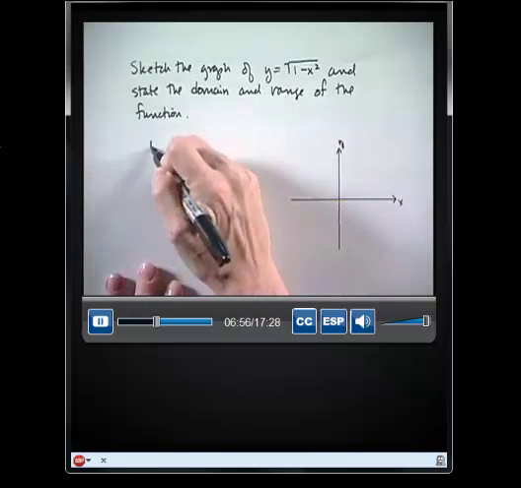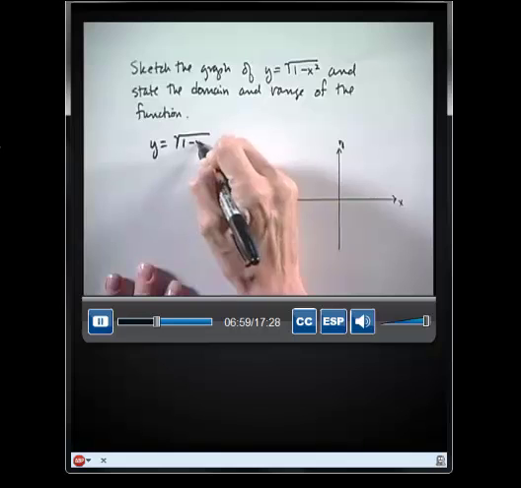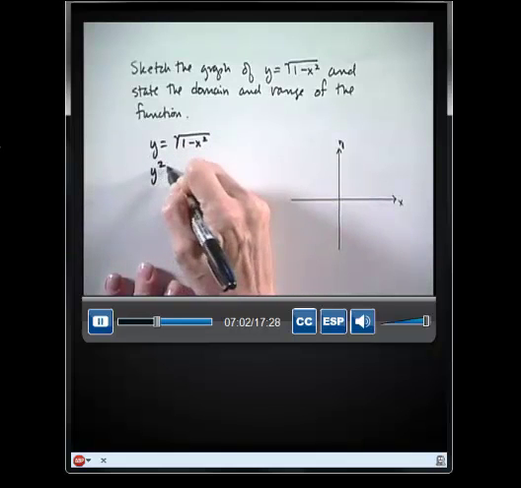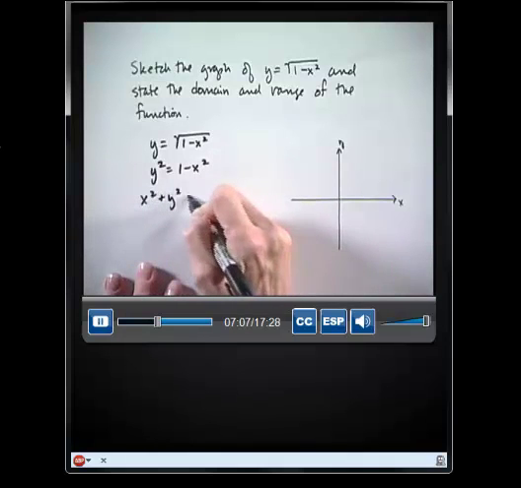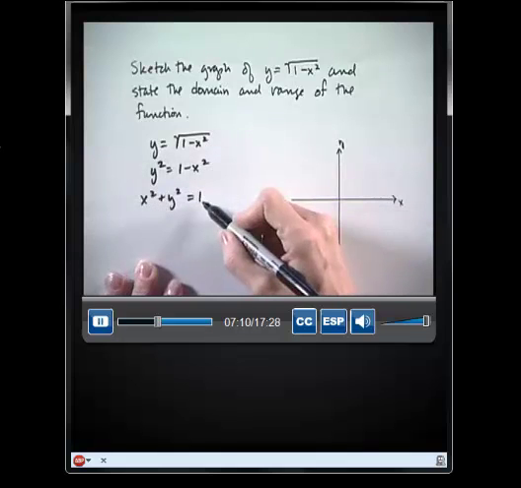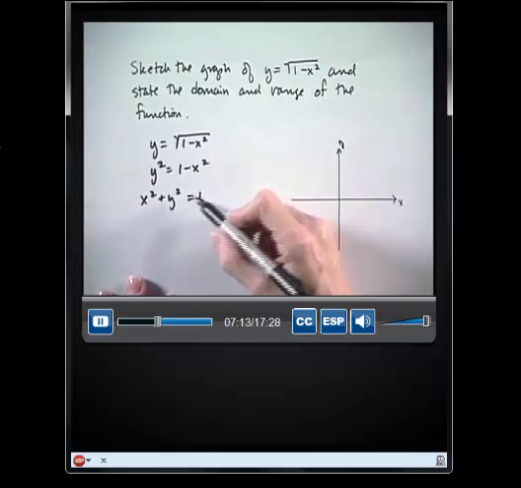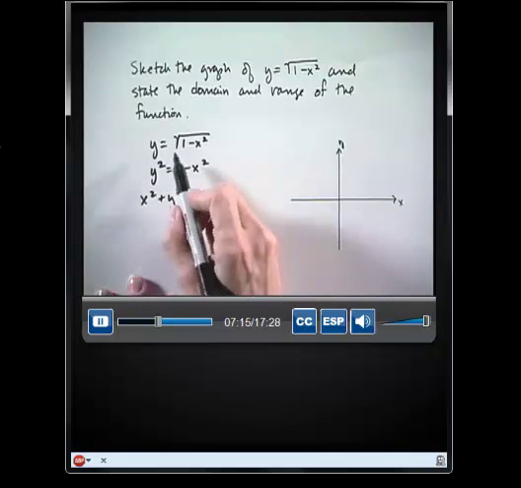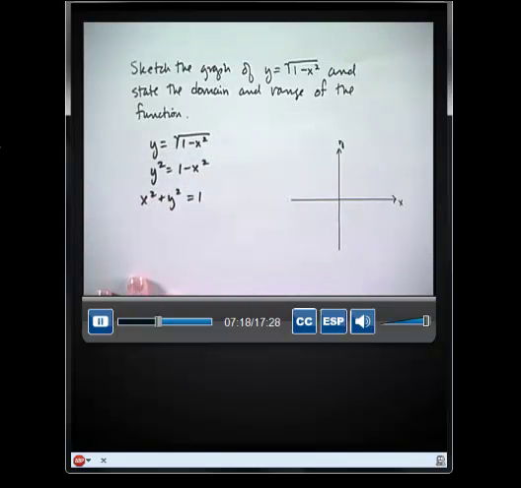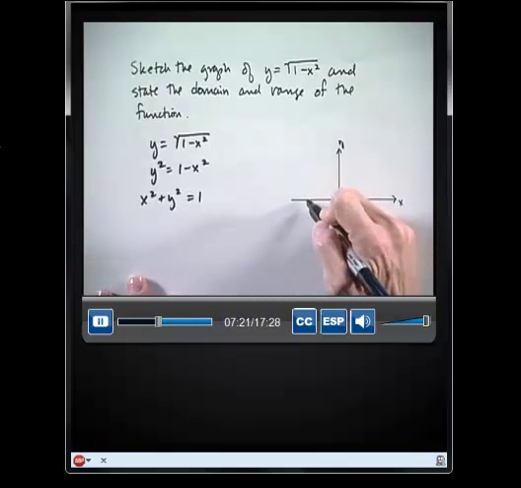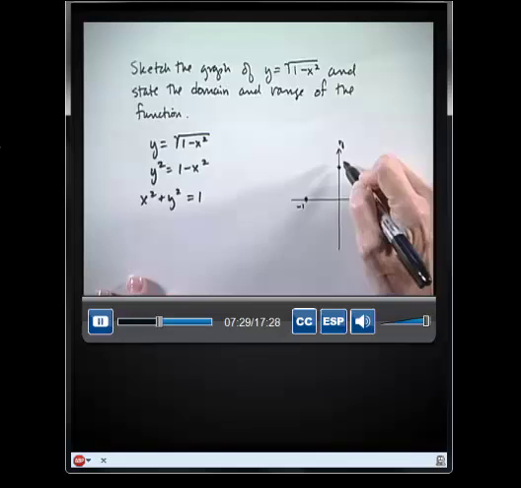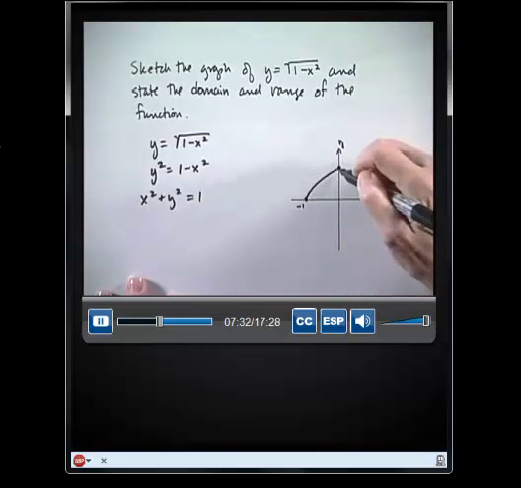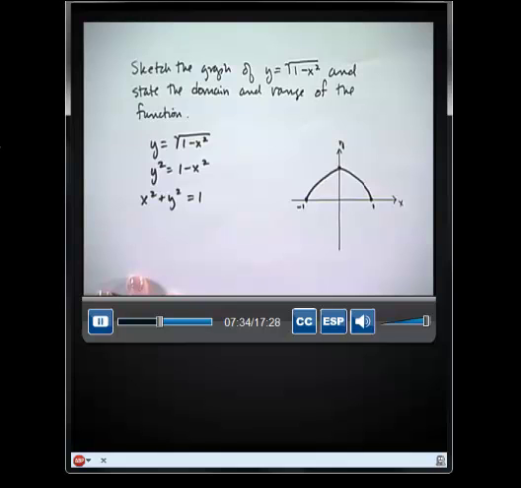Well, let's take this equation and square both sides and add x squared, and see that our equation came from the circle with radius 1, center at the origin. But since we have a positive square root, we have the top half of this circle with radius 1. So it's going to hit the x-axis at negative 1 and positive 1, and the y-axis at positive 1, and we draw our semicircle accordingly.